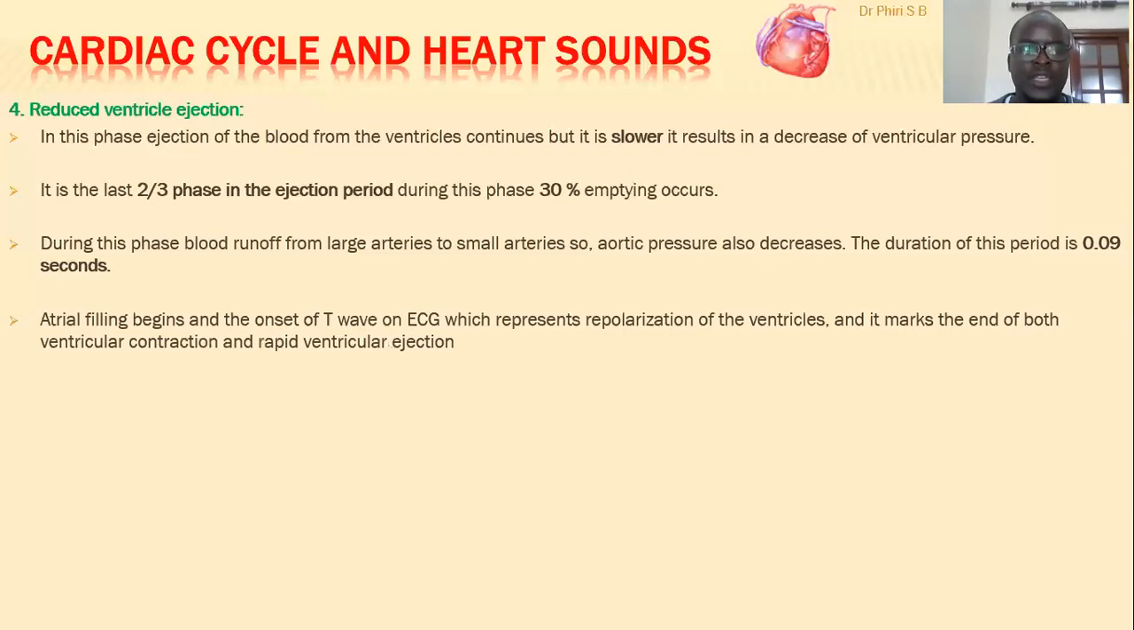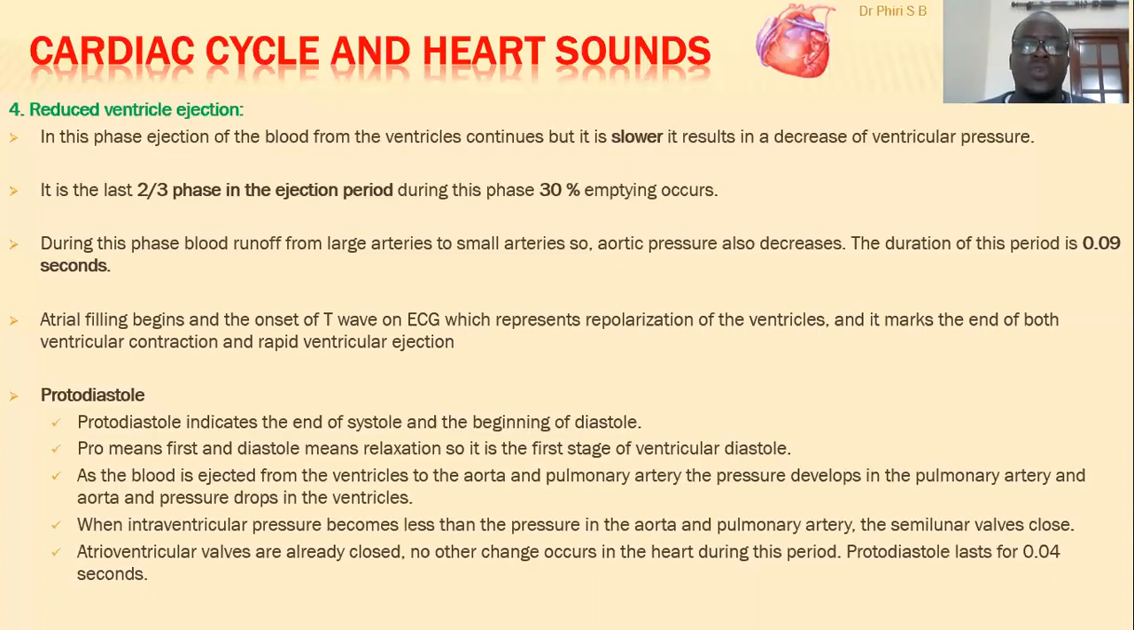The atrial filling begins at the onset of the T wave on the ECG, which represents the repolarization of the ventricles. So after reduced ventricular ejection, the ventricles will have to relax. But for the ventricles to relax, first you need to appreciate the repolarization of the ventricle. That is represented on the ECG by a T wave. The T wave will be followed by relaxation of the ventricles.